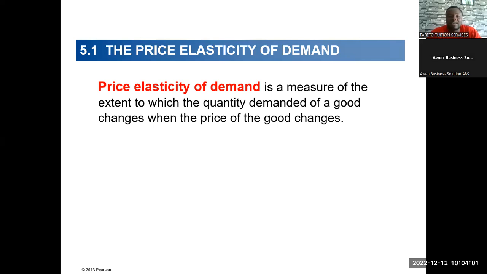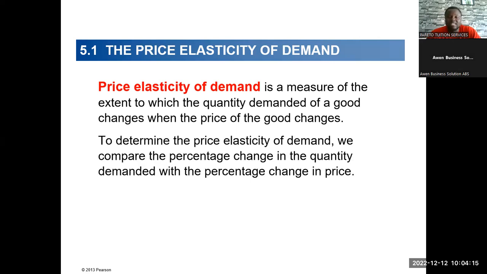It's a measure of the extent to which the quantity demanded of a good changes whenever the price of the good changes. So the price we are talking about is the price of the good itself, the good in question, not any other. That is what price elasticity of demand is. Now, for us to get price elasticity, we compare the percentage change in quantity demanded to the percentage change in price. We compare the two, then we'll know whether the demand for the good is elastic or inelastic, and the explanations for that.